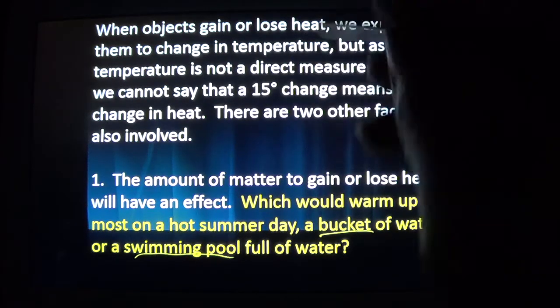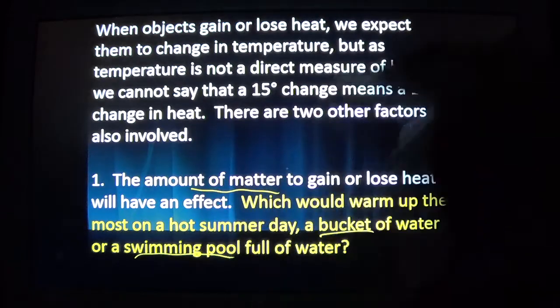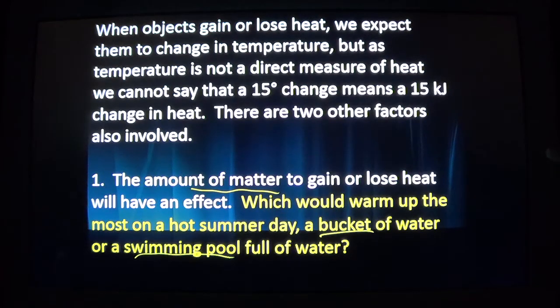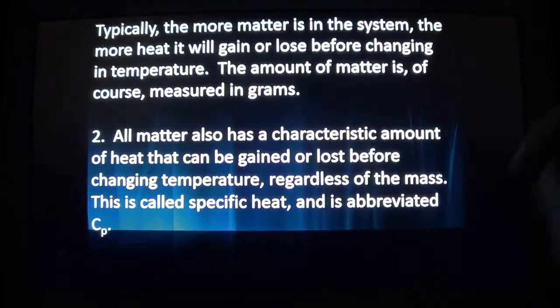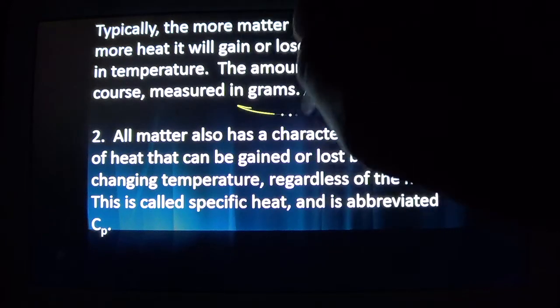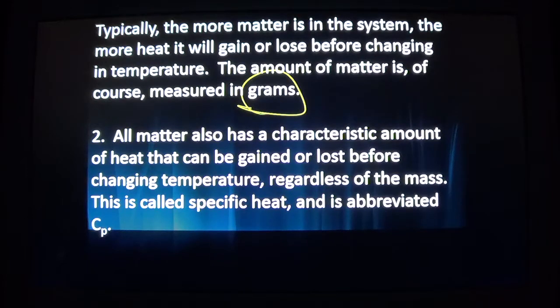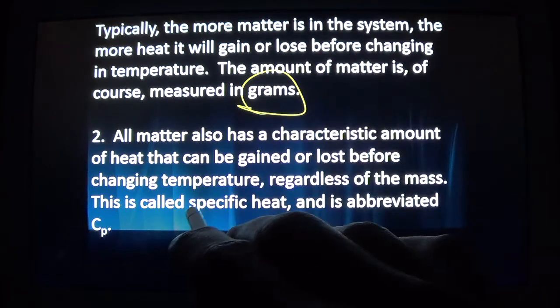Why is that? The swimming pool has more matter, more water in it, and the bucket of water has less water. Okay, so typically the more matter in the system, the more heat it will gain or lose before changing temperature. The amount of matter, of course, is going to be measured in grams. And there's the fact that all matter has this characteristic amount that is going to gain or lose heat. We call it specific heat.